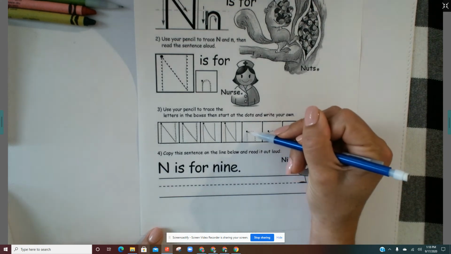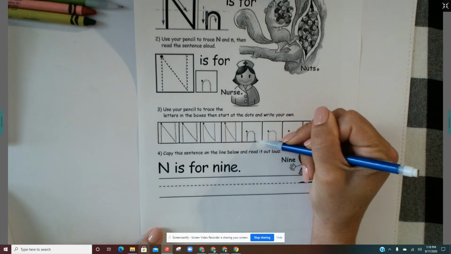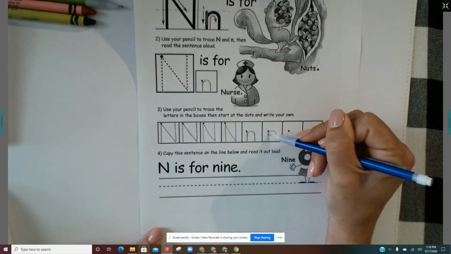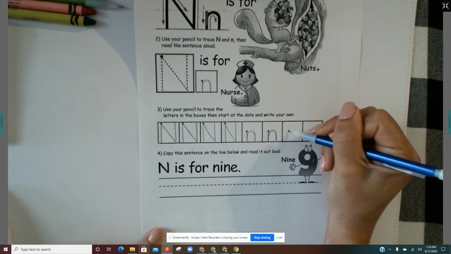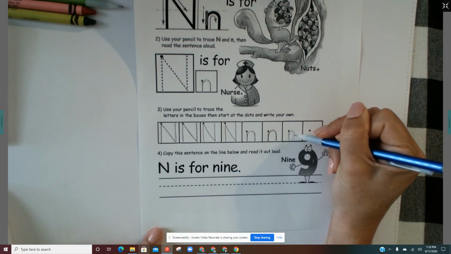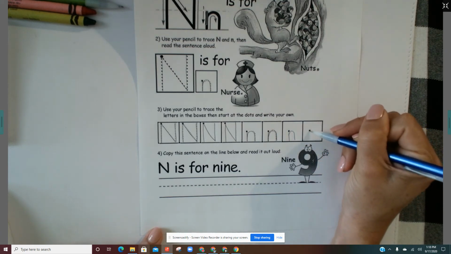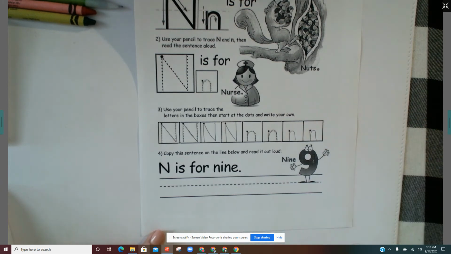Now lowercase n's. We start at the dot, straight line down, up with a bump. Now we're going to start at the dot again and make our own lowercase n's. Straight line down, back with a bump. One more time. Straight line down, back with a bump.